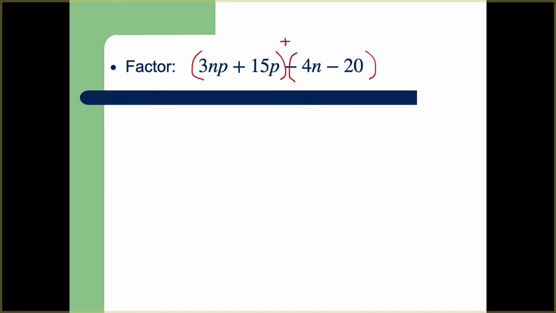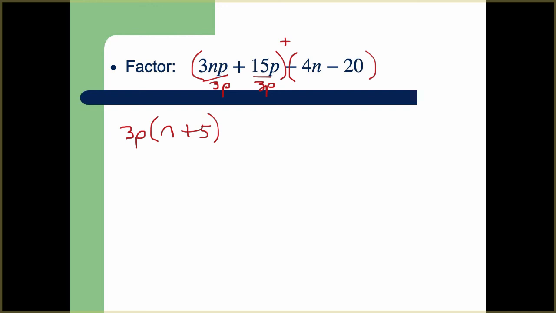The first, between 3 and 15, we can pull out a 3. And we have a common p between them. And if we divide this first group both terms by 3p, 3np over 3p, the 3 over 3 cancels to 1. We have an n still, the p over p cancels to 1. We have 15p over 3p, 15 divided by 3 is 5. And p over p is just 1.